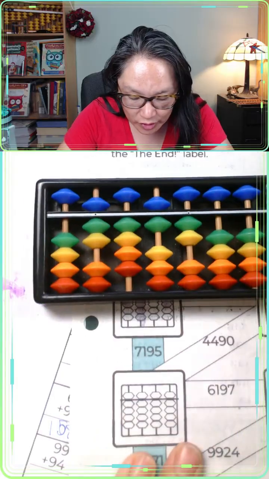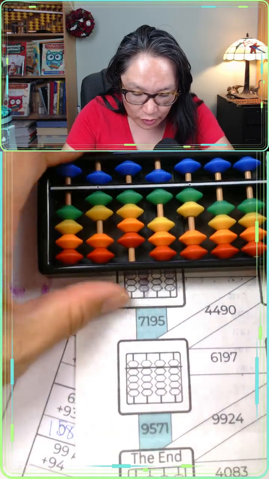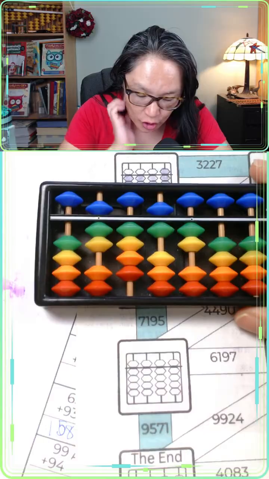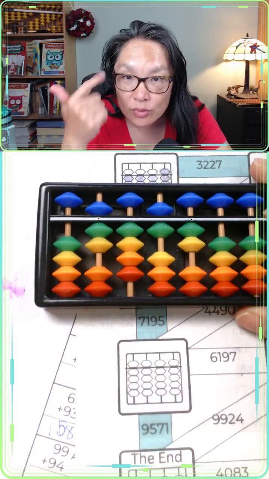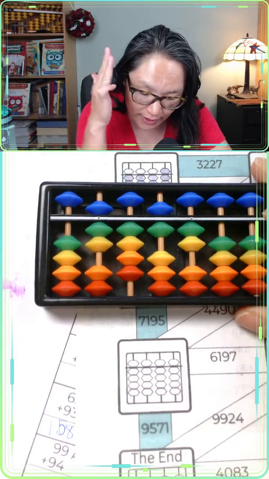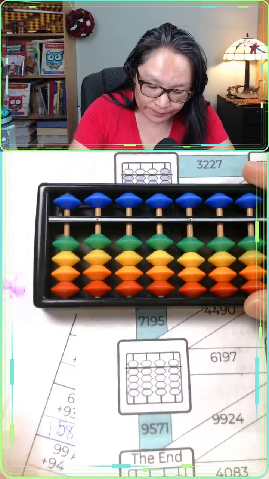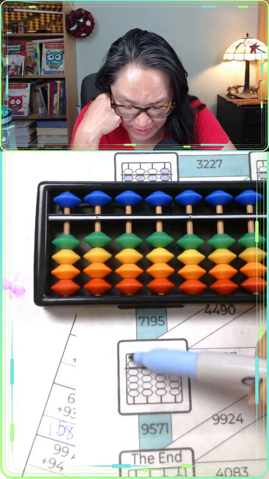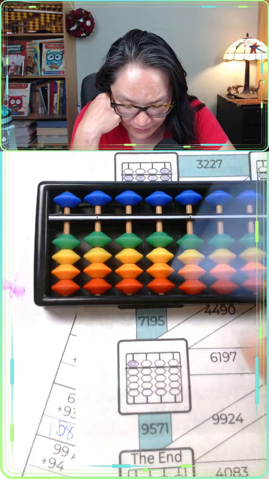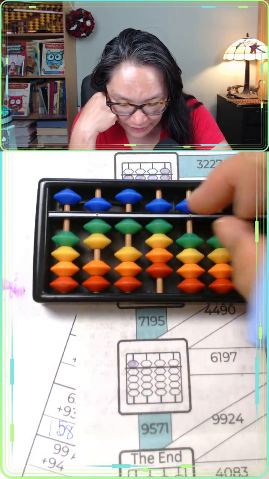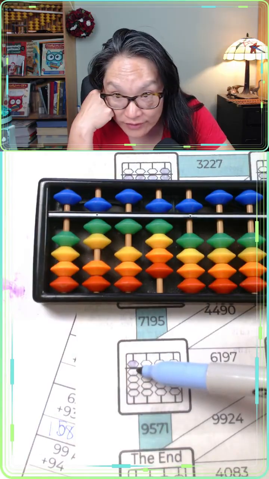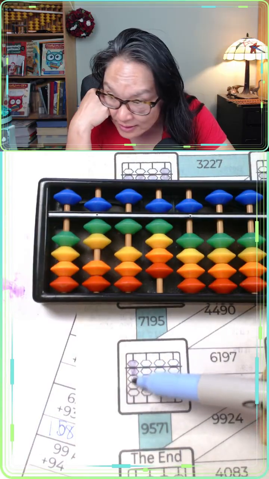What we're doing is we're learning to read the abacus. After we learn to read the abacus, it tracks your numbers. You can do adding, subtracting, multiplication, and division on it. But the first thing we need to do is understand how to read it. It's not difficult, simple to use, easy to understand. So we have 7,195. So we have 7,000, 5, 6, 7.